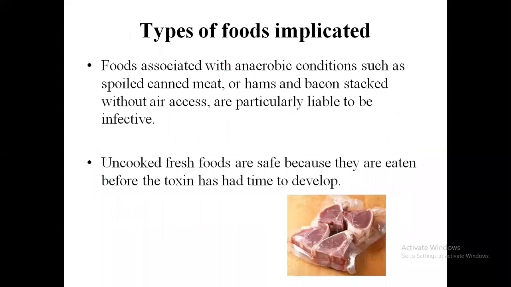So what are the types of food implicated here? Anaerobic conditions, especially spoiled canned meat, hams, bacon, stacked without air access. This is very dangerous, especially with processed and packed meats, in the malls and so on.